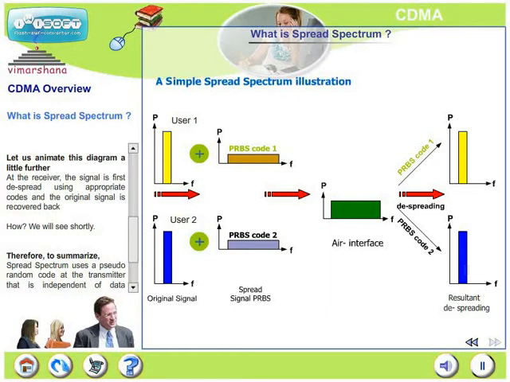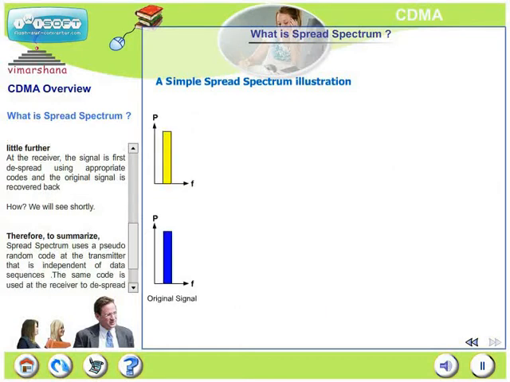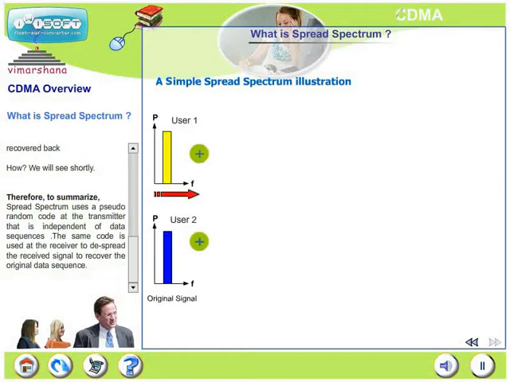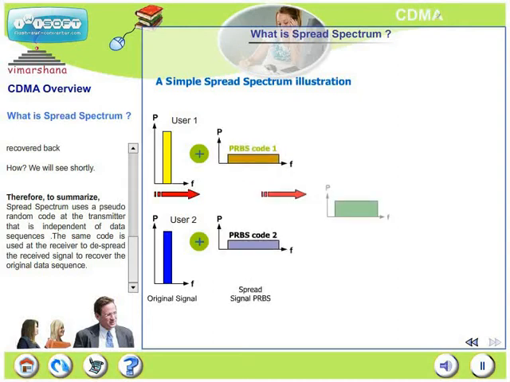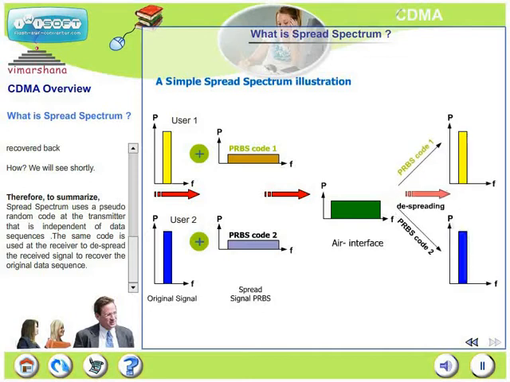Therefore, to summarize, spread spectrum uses a pseudo-random code at the transmitter that is independent of data sequences. The same code is used at the receiver to despread the received signal to recover the original data sequence. We will see more about these things in the next few slides.